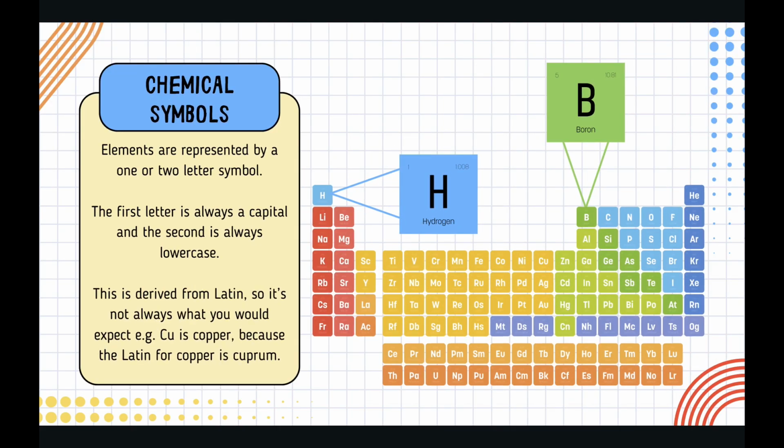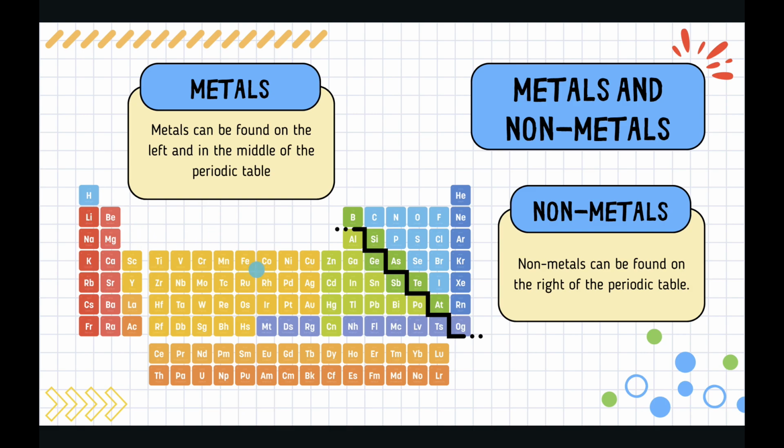Now, elements in the modern periodic table are represented by a 1 or 2 letter symbol. The first letter is always a capital letter and the second letter is always lowercase. This is derived from Latin, so it's not always what you expect. Sodium is represented as Na, because its Latin name is natrium. Similarly, copper is cuprum. Now, metals can be found on the left and the middle of the periodic table, and nonmetals can be found on the right of the periodic table.